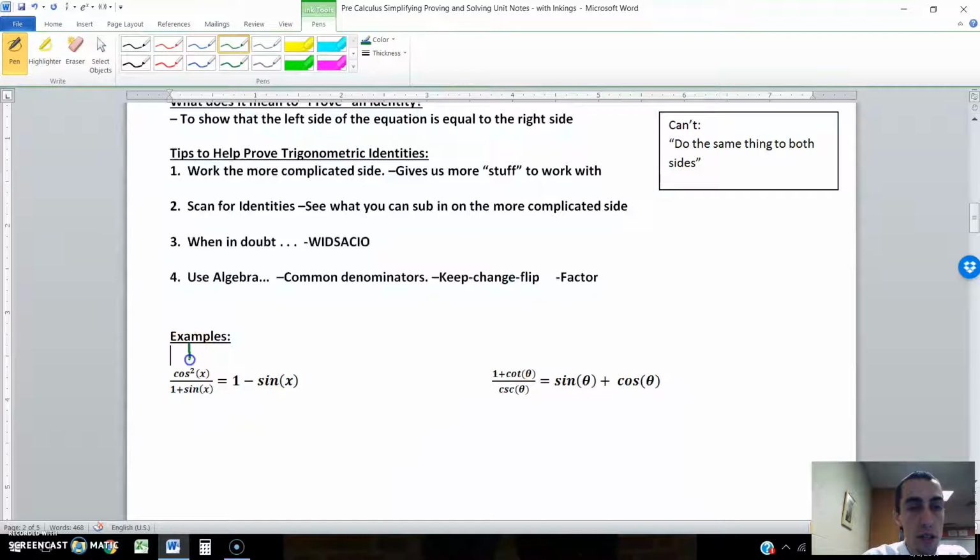I would argue that this left side is the more complicated side. We've got more terms, it's a fraction. Alright, I'd say it gives us more stuff to work with. Now we could, of course, if we wanted to, start with the right side and work with that the whole time. There's nothing that would stop us from doing that. But I think it's going to be easier if we use this side. So this cosine squared of x.